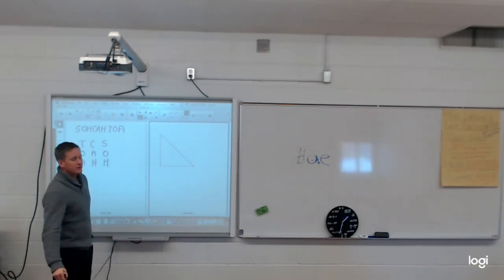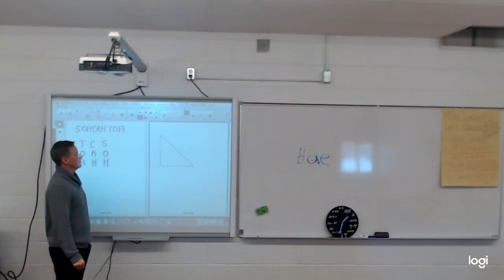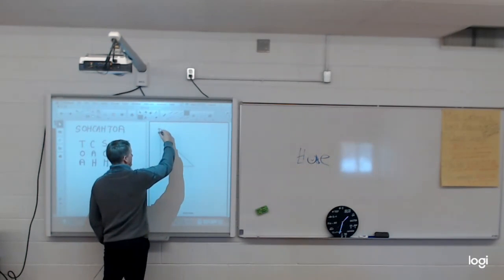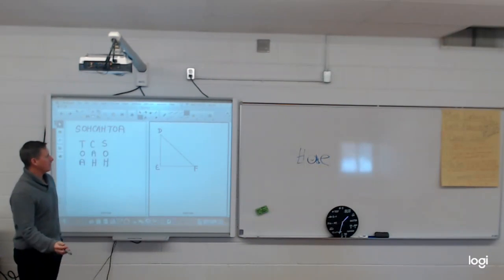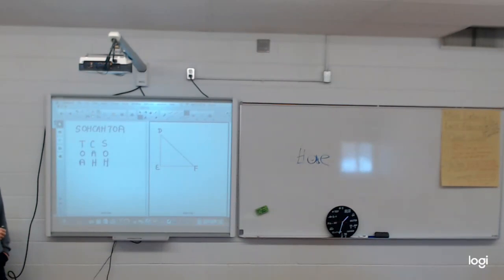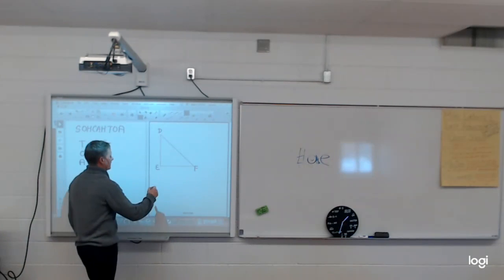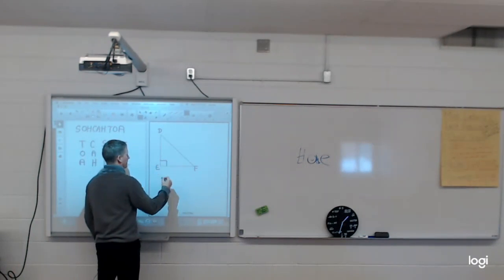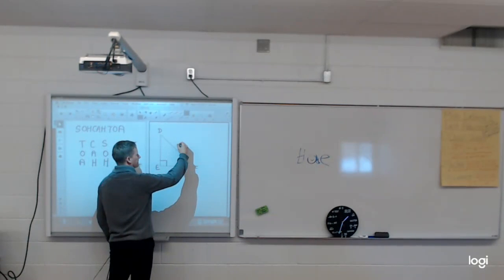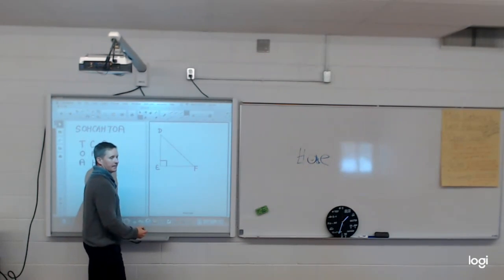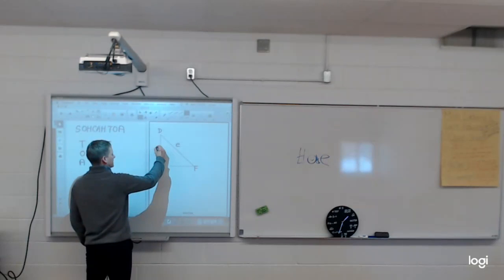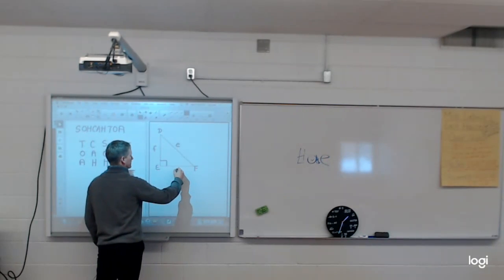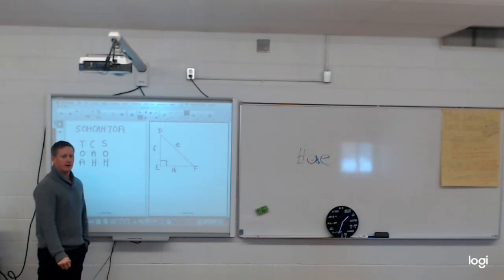Okay. I'm going to label this D, E, and F. I don't have to label it the same way. Don't write this one down yet. Watch as we go through this. My right angle is at E, therefore this side is E, which is the hypotenuse. The other sides are F and D.